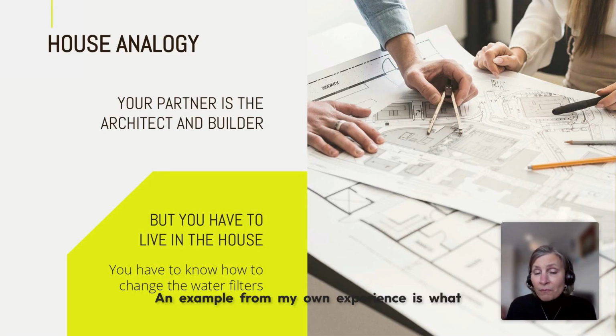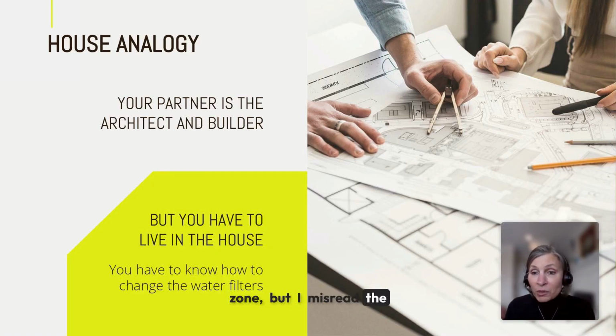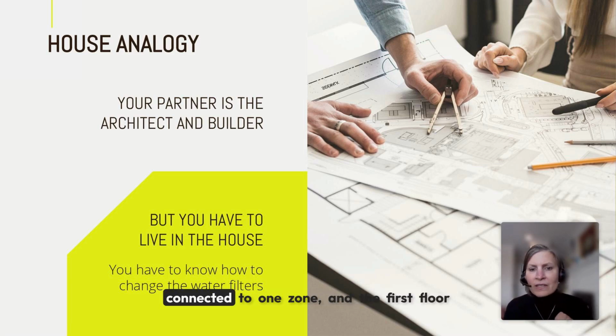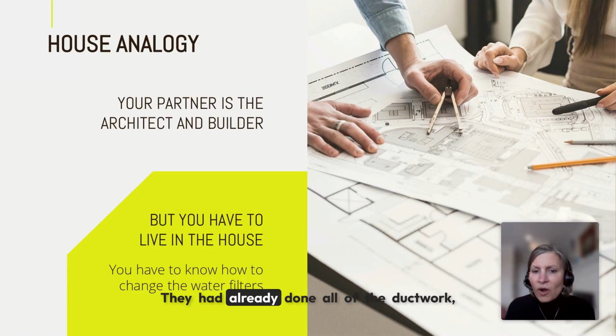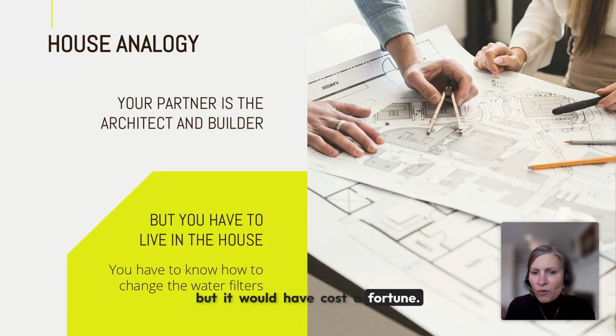An example from my own experience is what happened with my duct work. So I wanted my basement and first floor to be on the same zone and the second floor to be in a separate zone. But I misread the blueprints and I didn't see that the second floor and the basement were connected to one zone and the first floor was on a separate one. So by the time I realized my mistake, it was too late. They had already done all of the duct work, and they could rip it out and make it the way I wanted, but it would have cost a fortune. So I left it as is.